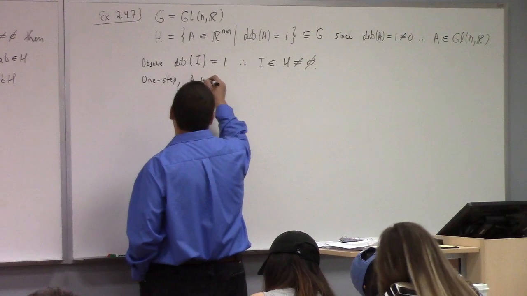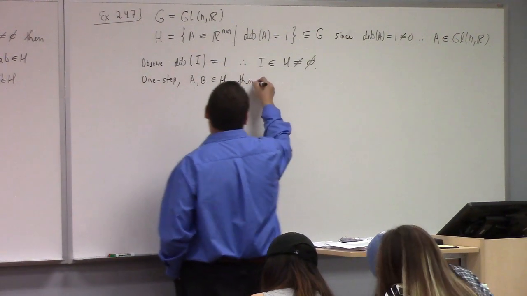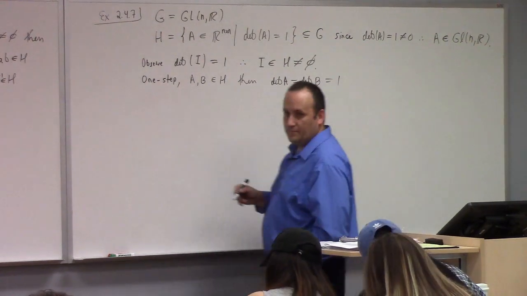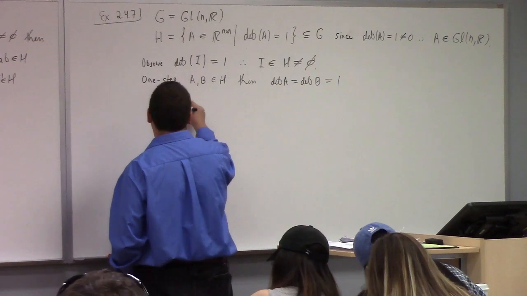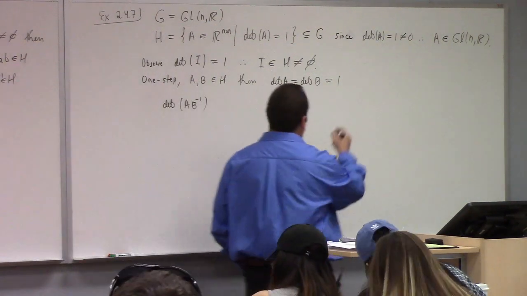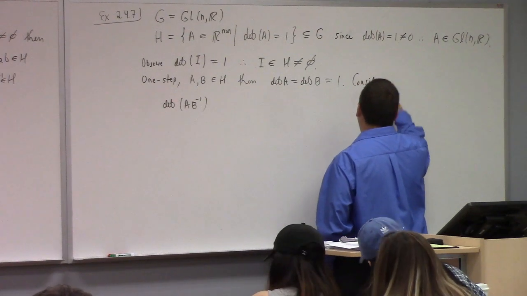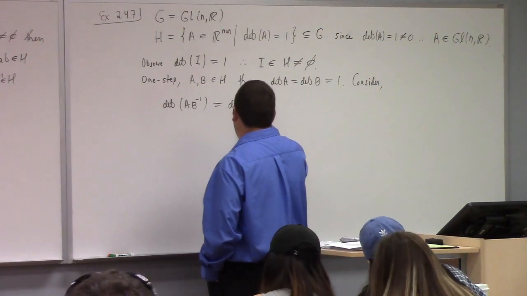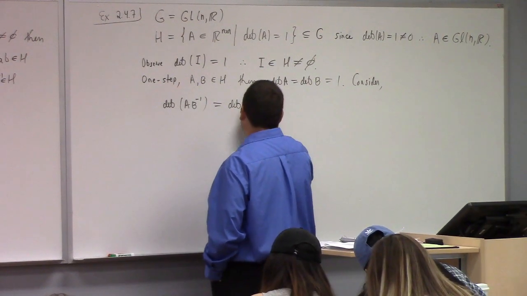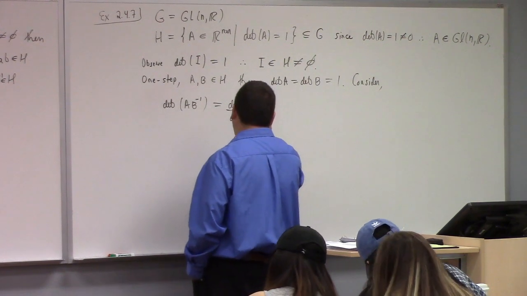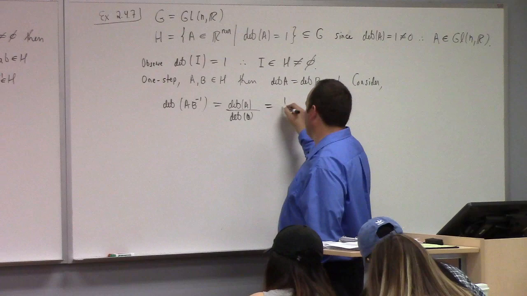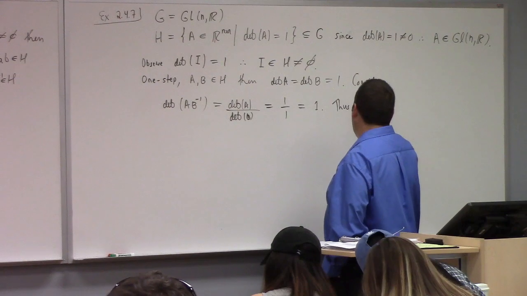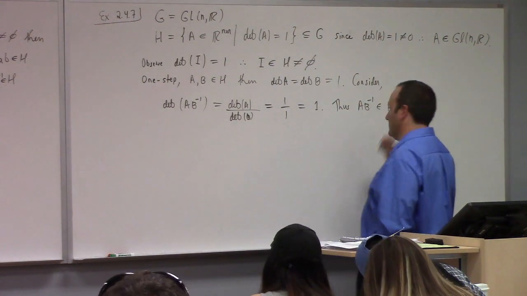Let's see here. a, b elements of H. Then what does that give us? The determinant of a equals the determinant of b equals 1. How about the determinant of a b inverse? Consider: by properties of determinants that we know and love, it is the determinant of a divided by the determinant of b, which is 1 over 1, aka 1. Thus a b inverse is an element of H.